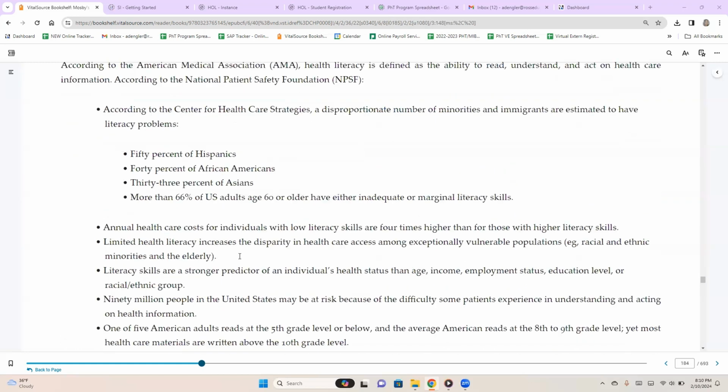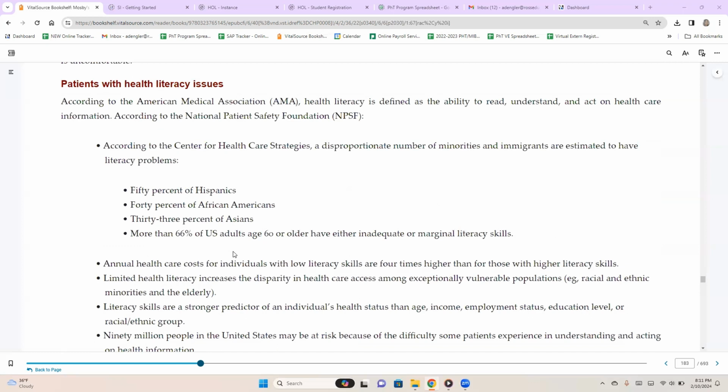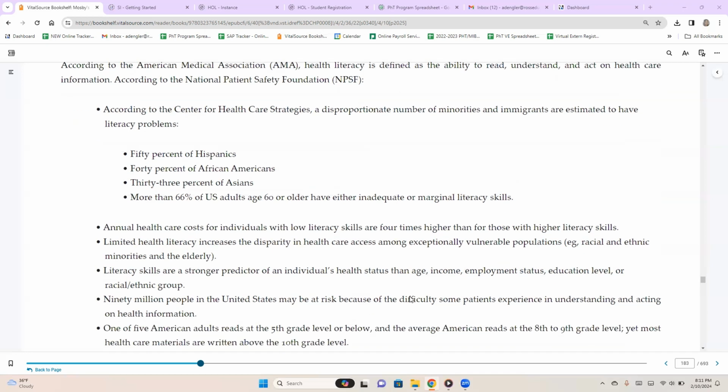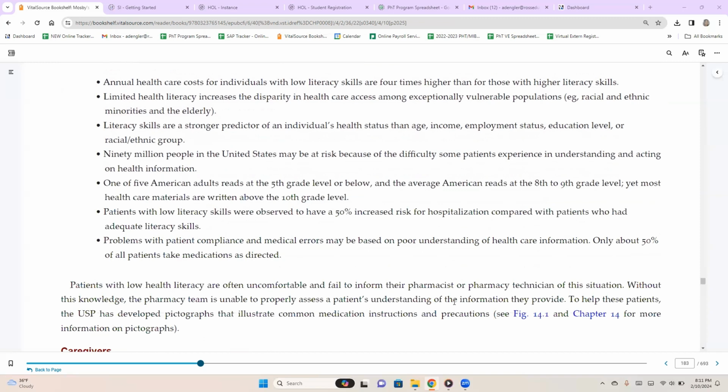It's not just people that are immigrants or minorities, though. I know from working in pharmacy that people you would not expect can literally not read prescription labels, and not because they can't see or whatever, they are illiterate. So you can experience this in many different socioeconomic cases.